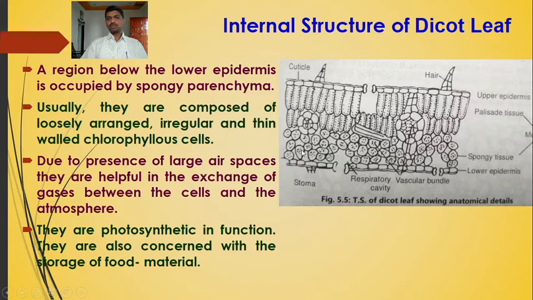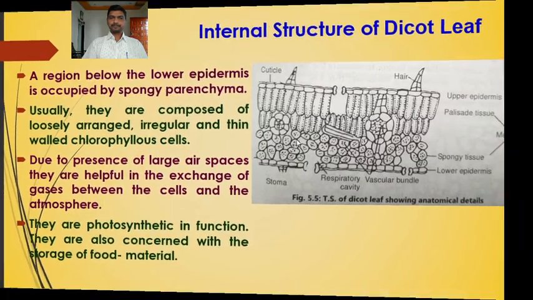So this is the food storage region of the leaf, where this palisade tissue is mainly concerned with the process of photosynthesis, while the spongy tissue also performs the process of photosynthesis, and it is also concerned with the storage of the food material.